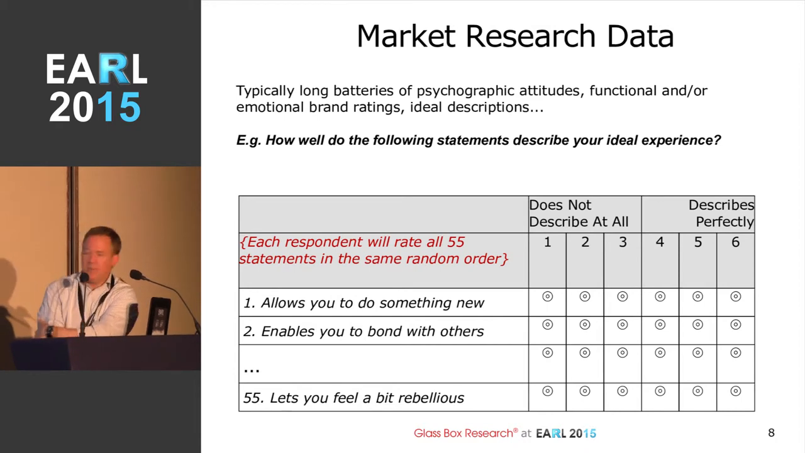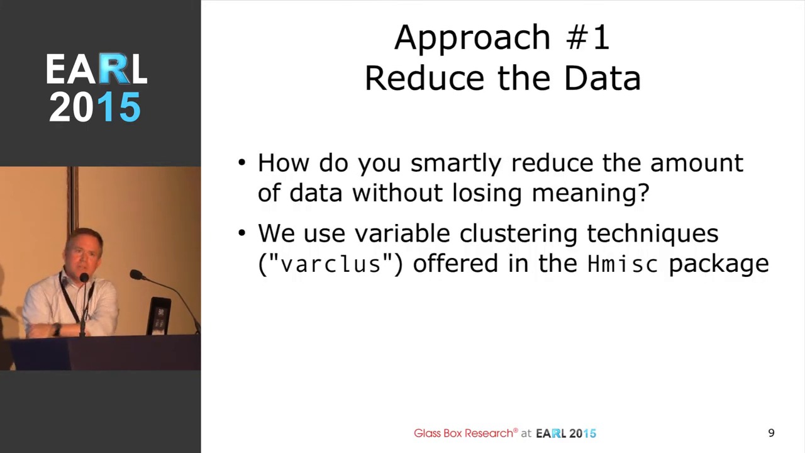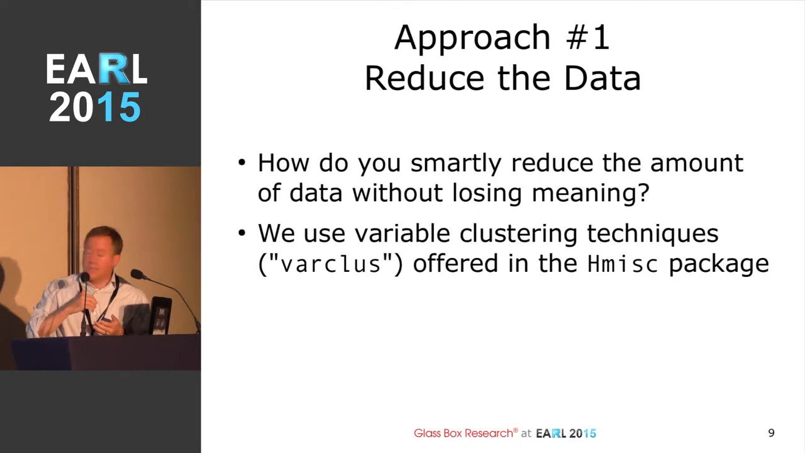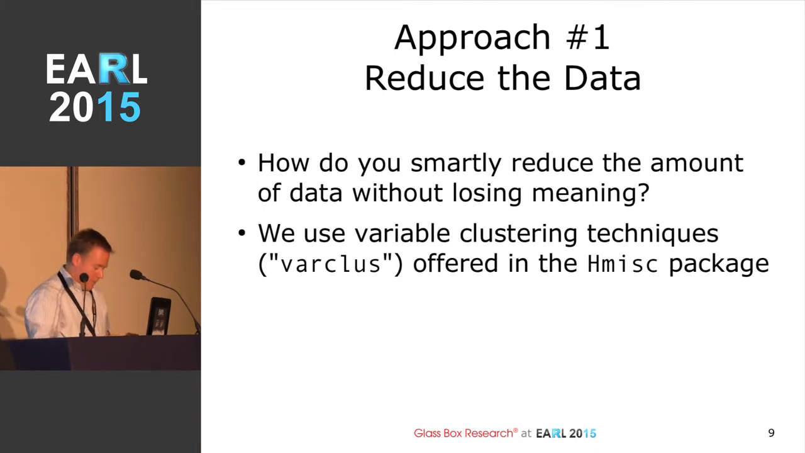In this case, it was 55 different statements that were asking people how well it describes your ideal experience. So the question is, how can you reduce that? That's one small example, but it's 55 columns of data, and what are some ways that you can make that more manageable? What we use is variable clustering, and it's in the Hmisc package. And what that does is, well, you'll see, I'll just show an example of it.